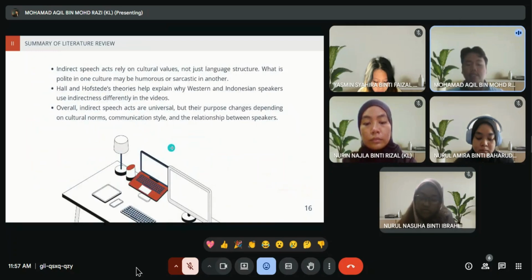Okay, and the last one is the summary of the literature review. Indirect speech acts depend on culture and communication style. Indirect speech acts appear in all cultures, but their purpose changes. Western speakers use them for humor, while Indonesian speakers use them for politeness. So understanding this difference helps explain how culture shapes our communication.